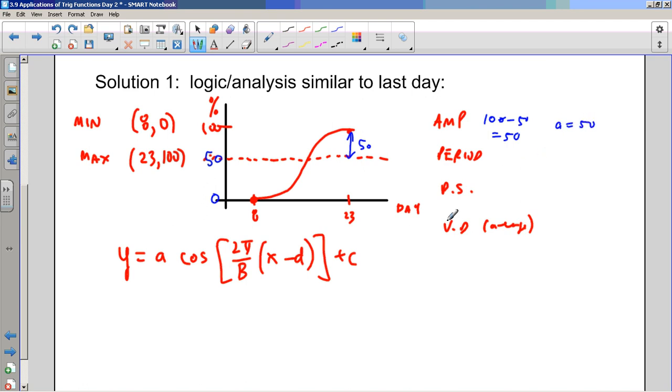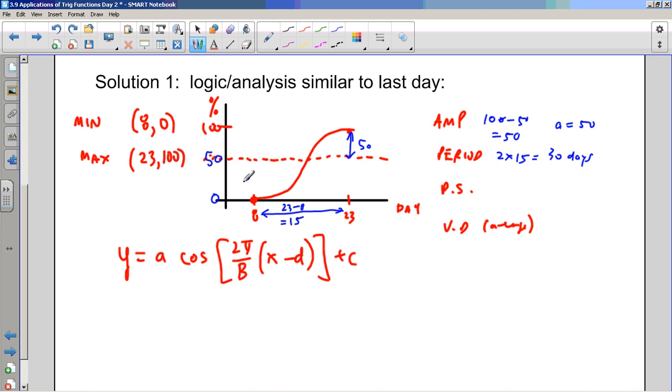What's the period? When we went from minimum to maximum, that was 15 days, right? 23 subtract 8 is 15, but that's only half the period, so I have to go 2 times 15 to get 30 days. And that's reasonable. I think the moon cycle is closer to 28 days and a little bit, but 30 days isn't terrible.